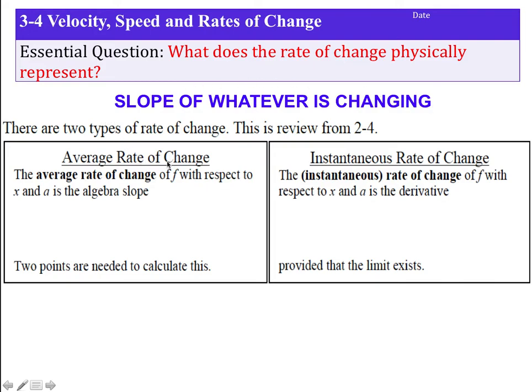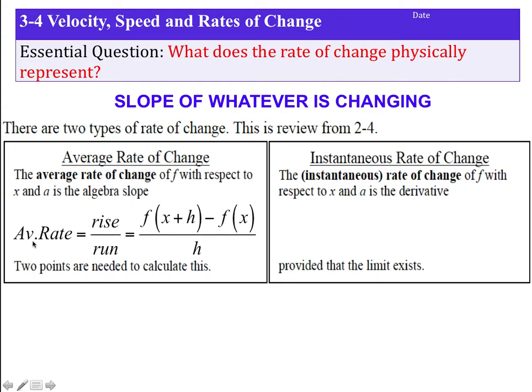And so the rate of change then is that rise over run. So back from section 2.4, average rate is rise over run. It's our algebra slope. And so here's our rise and here's our run. We need 2 points to calculate that, and to get that rise over run. So no calculus involved at all for that concept.